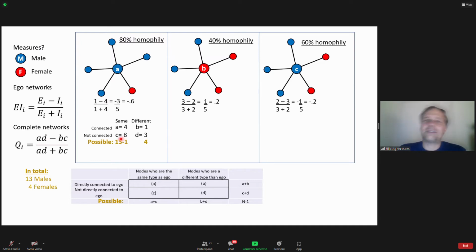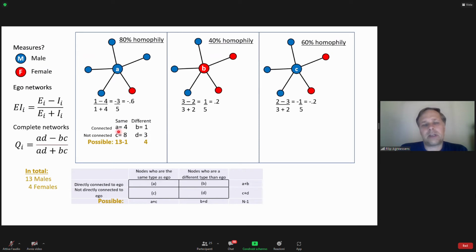So let me make this more concrete. If A is a male, and we know that in this group there are 13 males and 4 females, that's now our opportunity situation. Since A is a male, there are 12 males that A could choose and 4 females that A could choose, because I have to subtract the fact that A is also one of the 13 males. So there was a possibility of 12 same ties, homophilous ties, and a possibility of 4 heterophilous ties.